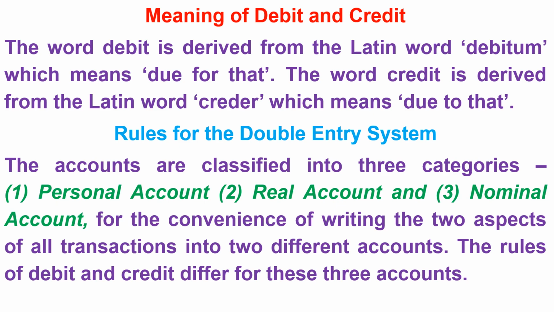Meaning of debit and credit. The word debit is derived from the Latin word debitum, which means due for that. The word credit is derived from the Latin word creditor, which means due to that.